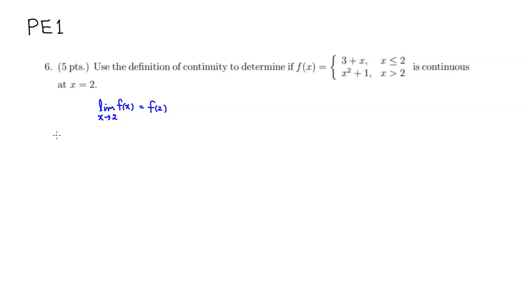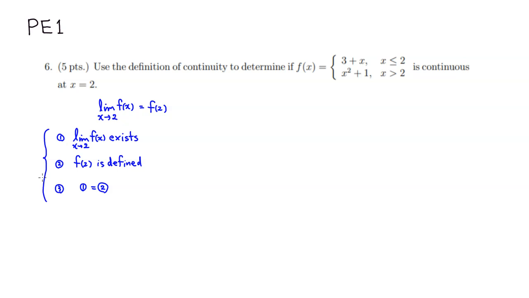Then we can split this into three things. We have to make sure that the limit of f of x as x approaches 2 exists. Then we also have to make sure that f of 2 is defined. And on top of that, we have to make sure that those two values are the same. Can I just write it as number 1 is equal to number 2? Those are the three things we need to check. So let's look at number 1.